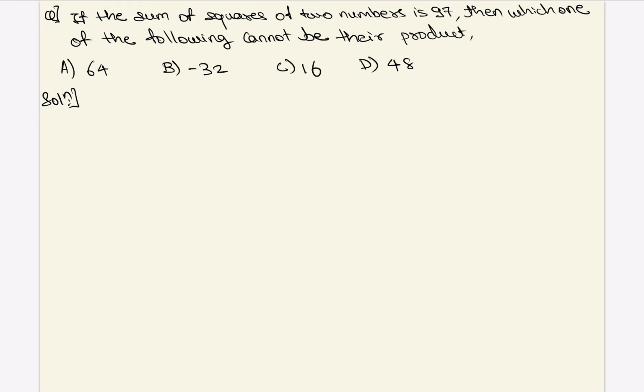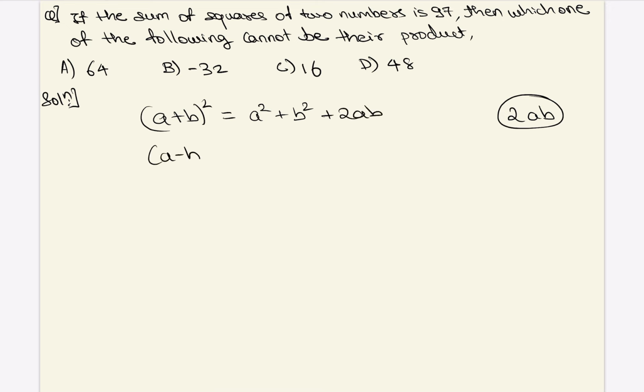Okay, so sum of squares of two numbers. Let's say these two numbers are a and b, and the sum of squares is a square plus b square. Whenever someone says a square plus b square, we inherently identify some terms along with it, which is 2ab. Now, a plus b whole square is a square plus b square plus 2ab, and a minus b whole square is a square plus b square minus 2ab, right? These are the two major identities that are associated with a square and b square.